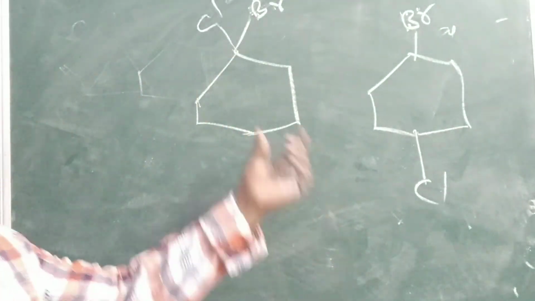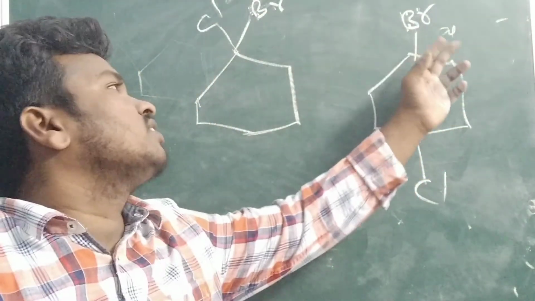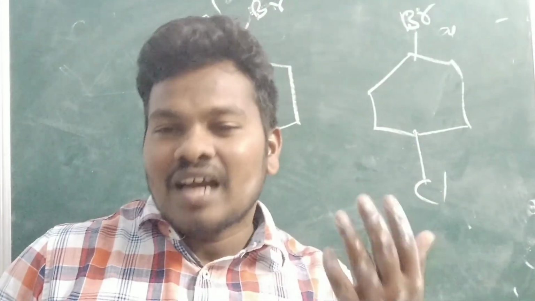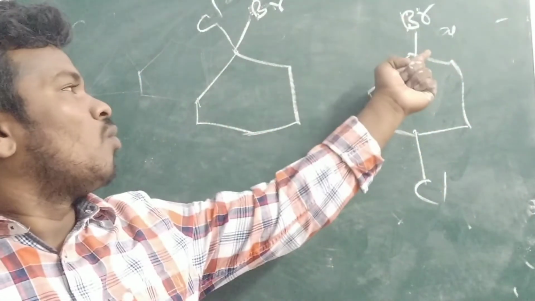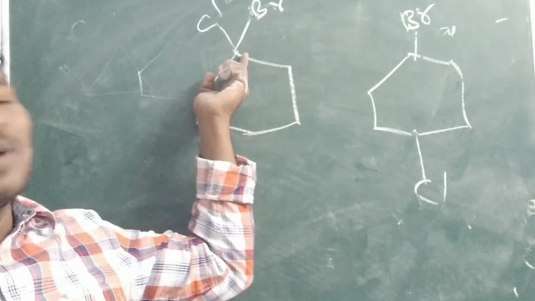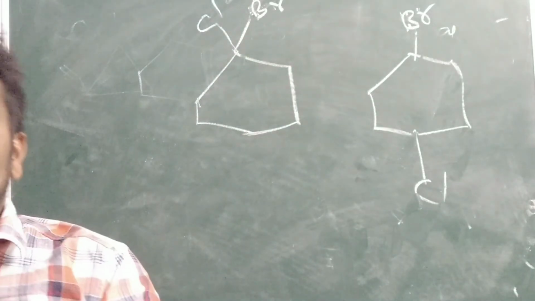In these two, which will exhibit isomers? This or this? Of course, this will exhibit, because bromine and chlorine are present on different carbons. 1, 2, 3, 4, so 1 and 4 it is present. In the other, chlorine and bromine are present on the same carbon, one carbon only, so it will not exhibit.